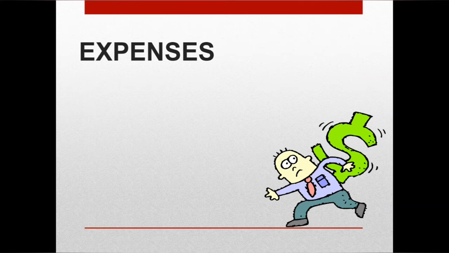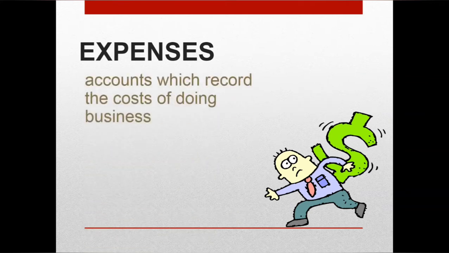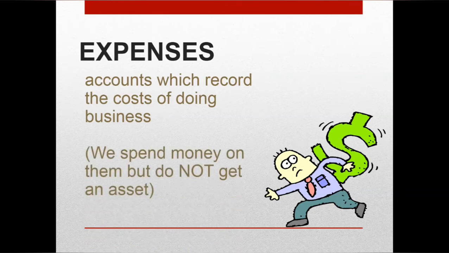And of course, the other one is expenses. So your formal definition for expenses is accounts which record the cost of doing business. To help you think that through, these are going to be anything that your business spends money on, but that you do not get an asset for. So we know with assets, when we spend money to buy a car, we get a car. That is an asset. So we don't need to worry about those ones. But if we pay rent, we're not getting an asset. We don't own anything, but it's a cost of doing business. And so that is what an expense is.